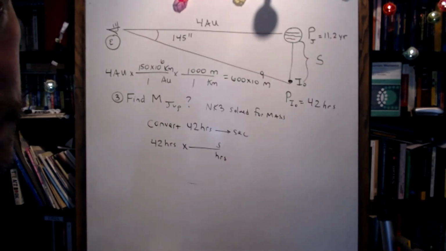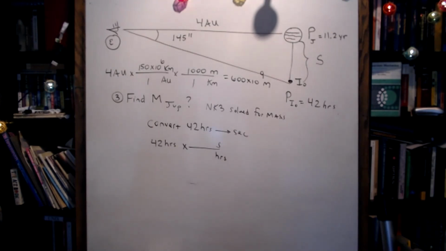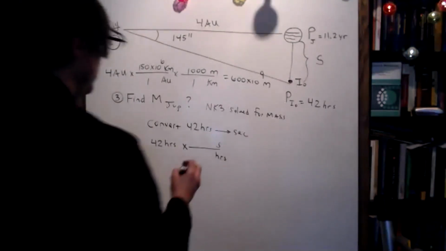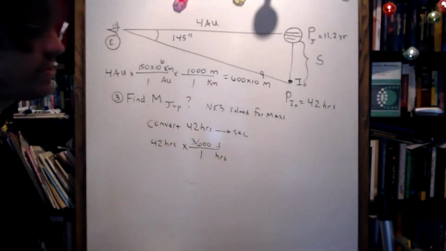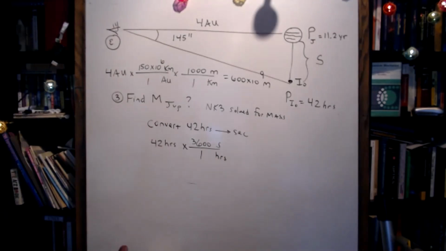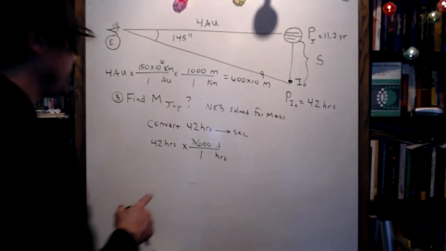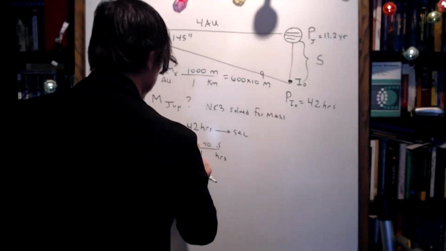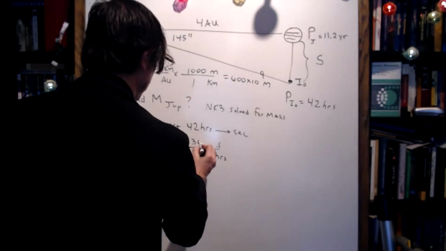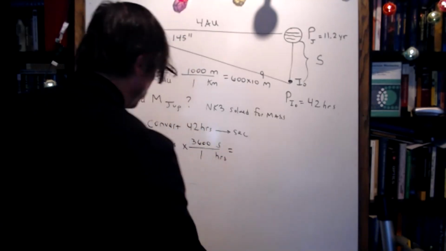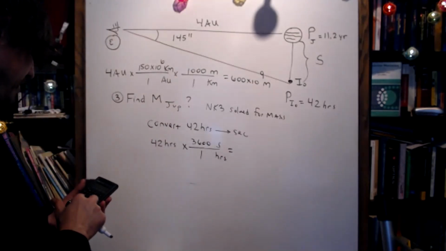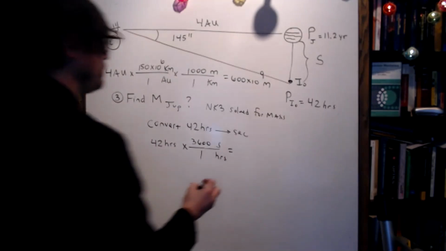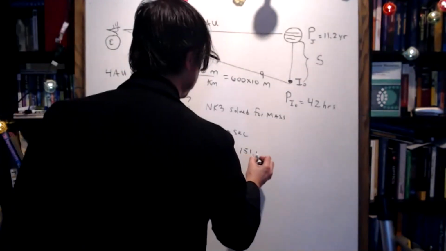I think it was like 3,600. Exactly. It's 3,600. That's a good number to remember, Emily, because there are 3,600 arc seconds in 1 degree. So 3,600 is a good number to remember. It'll save us a little bit of time. Okay, so what's the period then? I get 151,000 seconds.